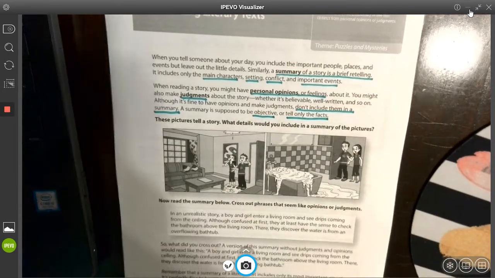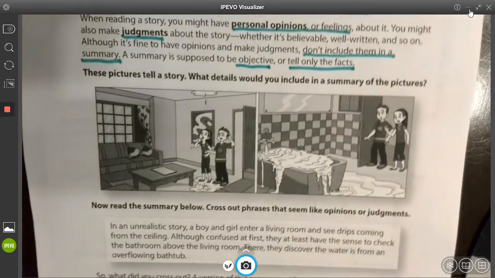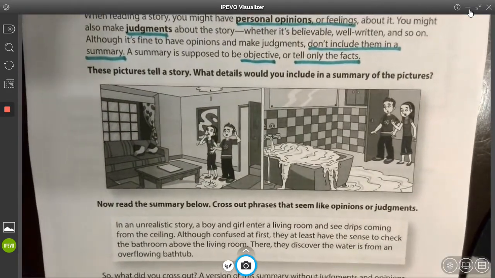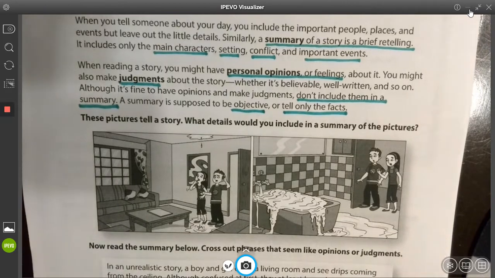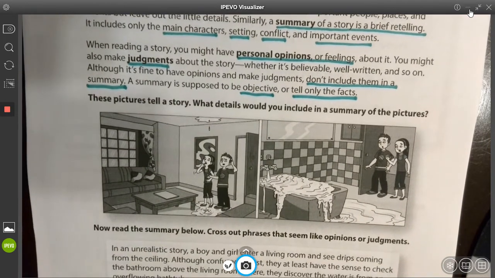So let's look at this picture right here. These pictures tell a story. What details would you include in the summary of the pictures? Let's just take a moment and look at the pictures. In the first one, you can see that there's water dripping from the ceiling. They're standing in it. They're very surprised and confused. In the second one, they go up there and see that the bathtub water is overflowing from the bathtub because it's running.